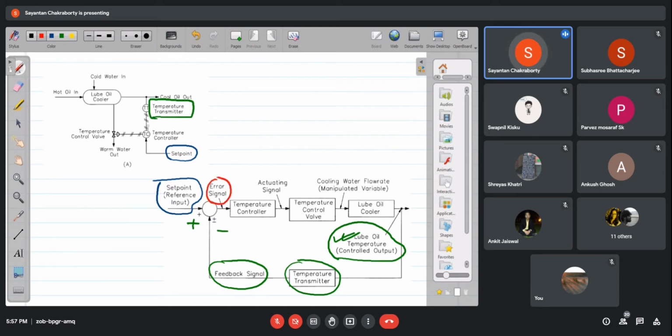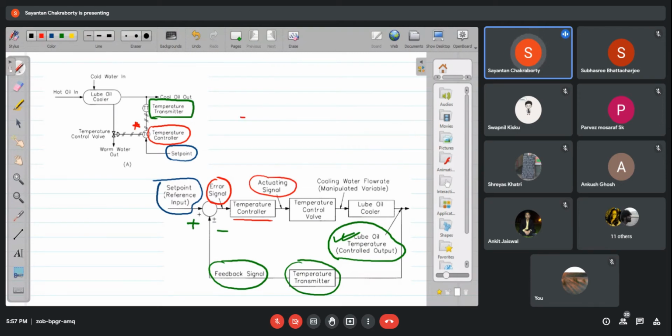This error signal is nothing but the set point and the actual value coming together. So this will be the error signal here. This error signal will then move to the temperature controller, like this. In this scenario, you can say the temperature controller can include this summation block or the error detector. So based on this, an actuating signal will be generated.